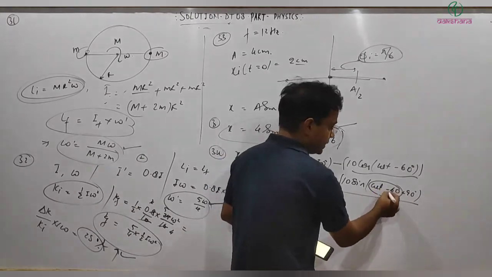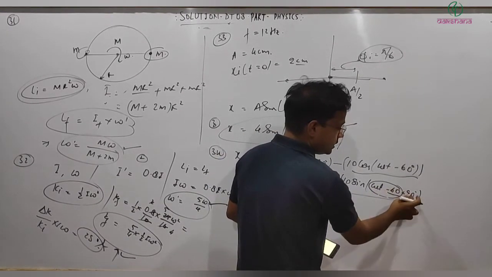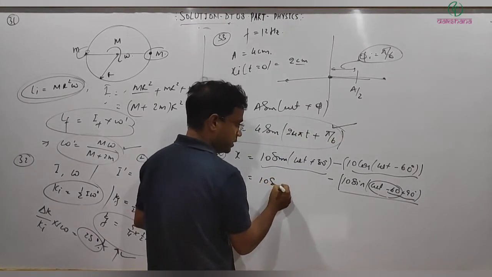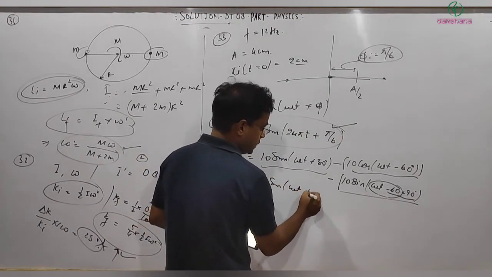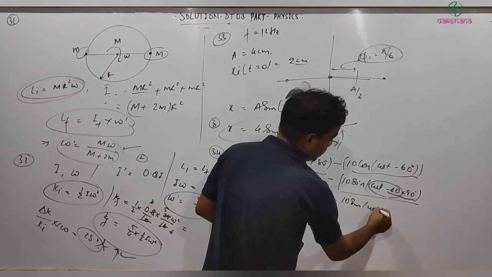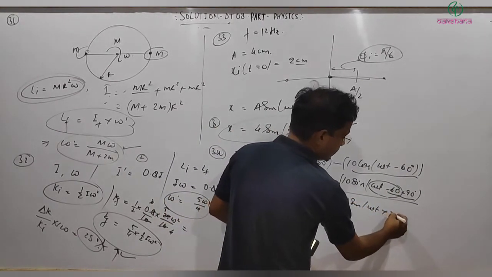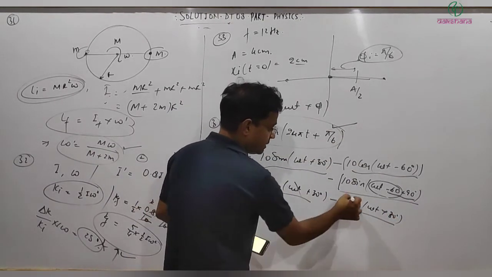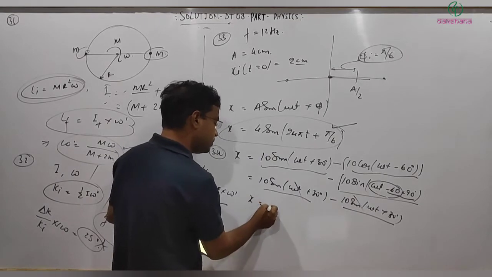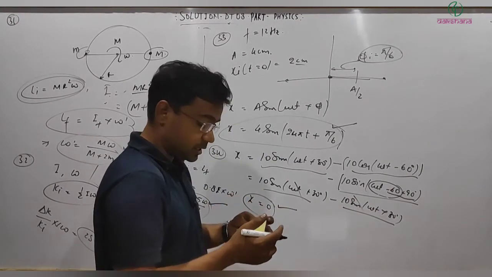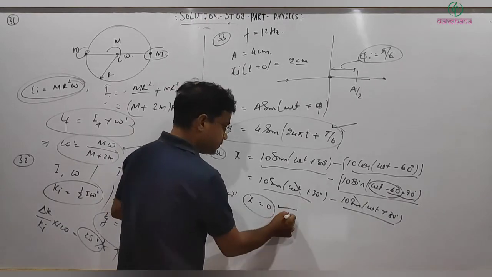So then what is that? It's coming out to be minus 60 plus 90, that is equal to 30. So this is 10 sine of omega t plus 30, and this is minus 10 of sine of omega t plus 30. So then here it's exactly negative, it's positive, so they will cancel out. So the resultant amplitude, position will be 0. So that is the answer to problem number 34, matches with option 4.